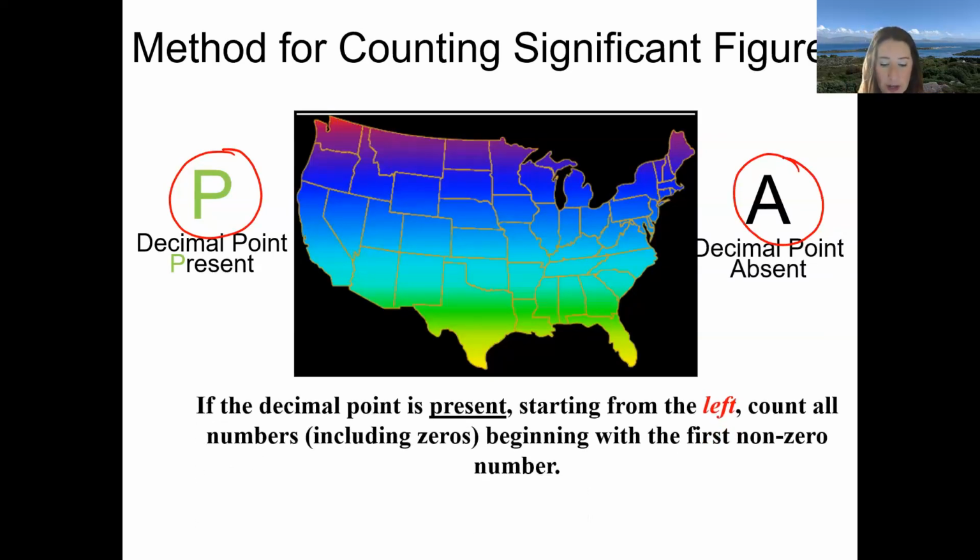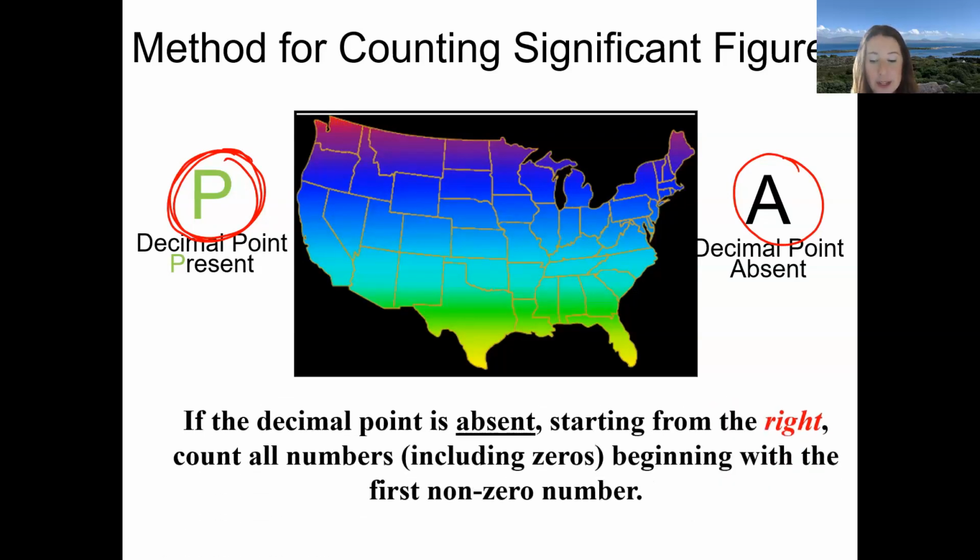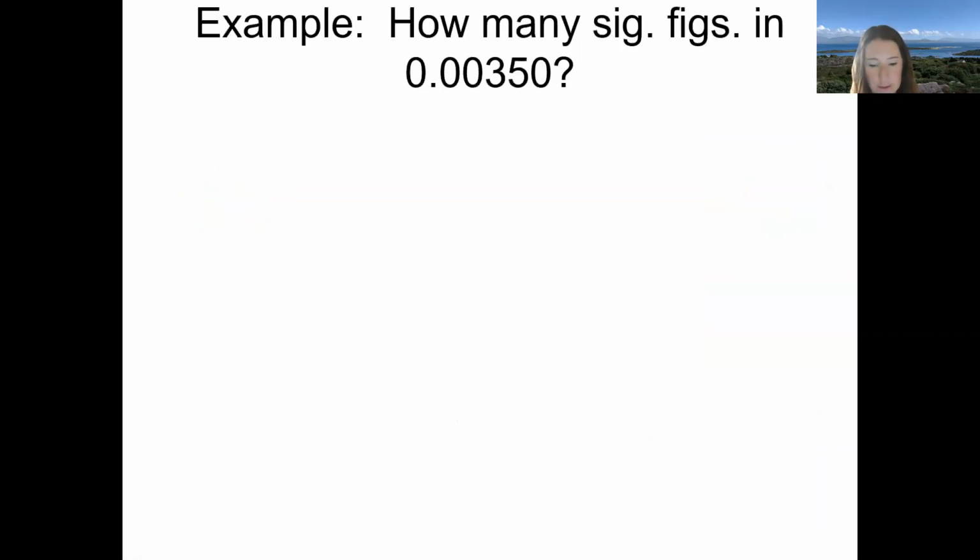So if the decimal point is present, you start from the Pacific Ocean side and you count all the numbers, including zeros, beginning with the first non-zero number. And we'll go over this in just a second. If the decimal point is absent, meaning Atlantic side, you start from the right, or the Atlantic side, and you count all the numbers, including zeros, beginning with the first non-zero number. Okay, so let's practice this. Those are the only 2 rules: present, absent, Pacific, Atlantic.